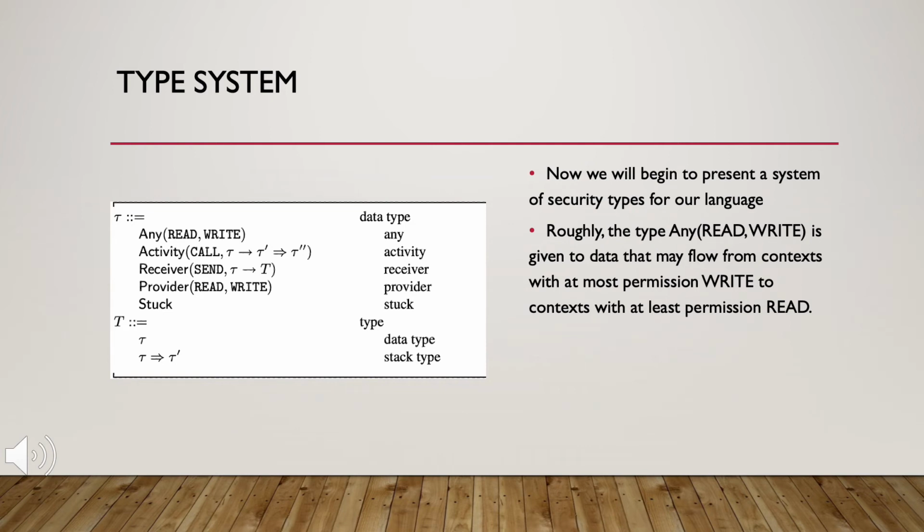We will go on to understand the variables that were given to us. We're given a T, which is a data type. Think of it maybe as generic. Then we have the any function, activity, receiver, provider, and stuck. Then big T is of type, and we're given two types, data type and stack type.